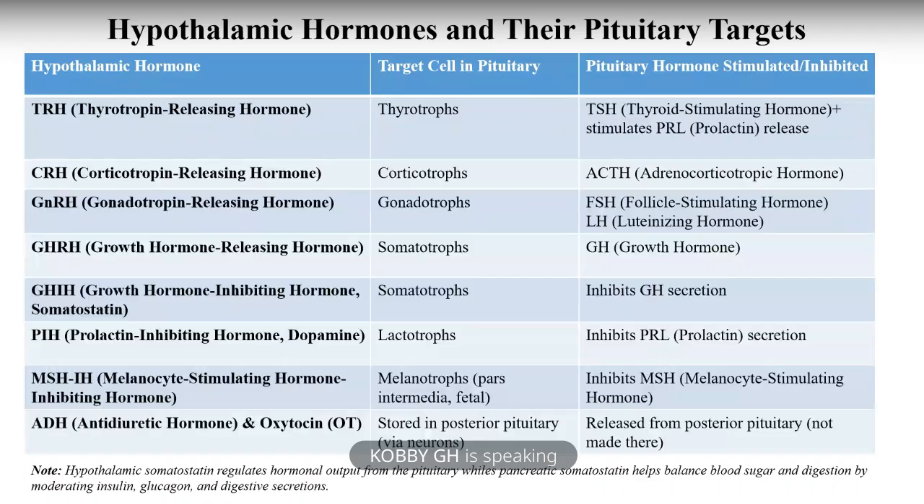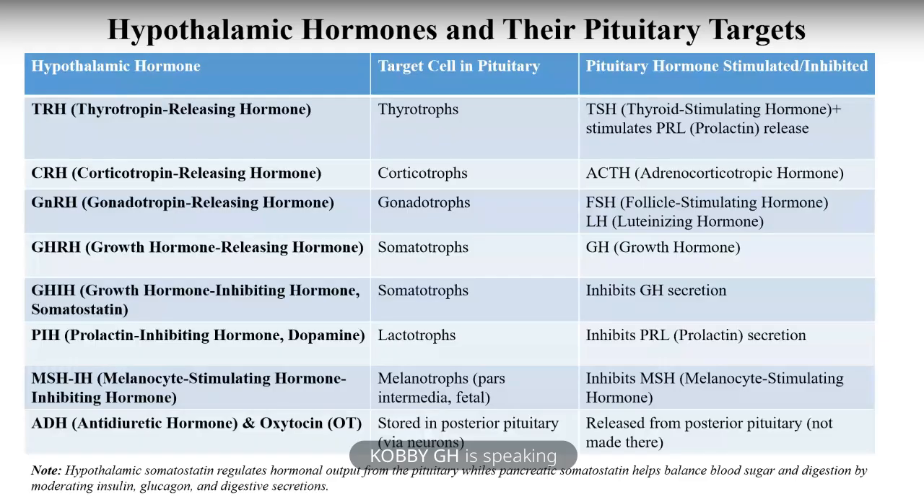Adrenocorticotropic hormone, follicle stimulating hormone, luteinizing hormone, growth hormone, inhibiting hormone for growth hormone, inhibitors for prolactin releasing hormone, and then inhibitors for melanocyte stimulating hormone. Is that okay? If we ask you hormones produced by the pituitary gland, the only hormones produced are the anterior hormones, at the anterior part of the pituitary gland. The posterior part of the pituitary gland does not produce any hormone.